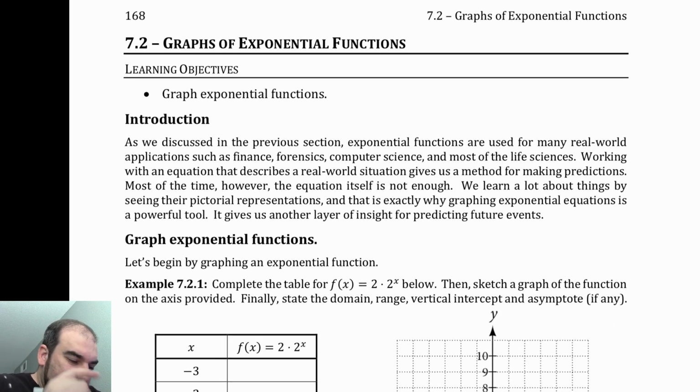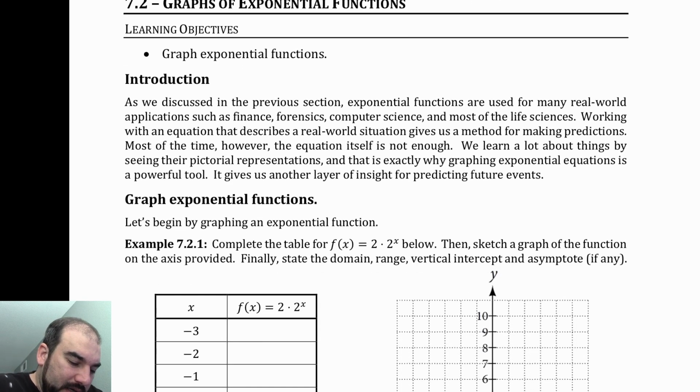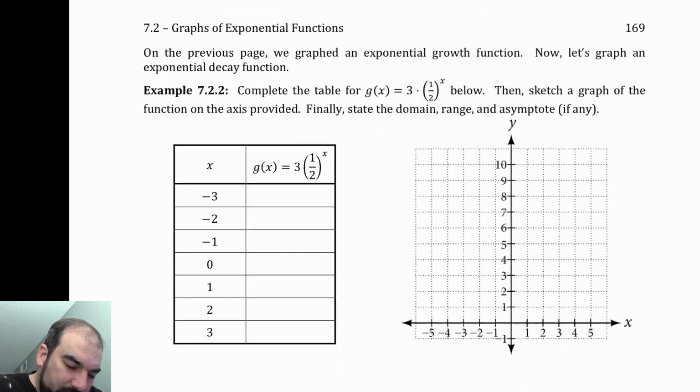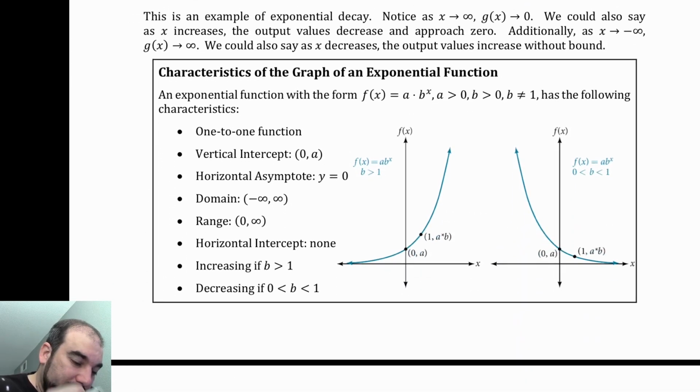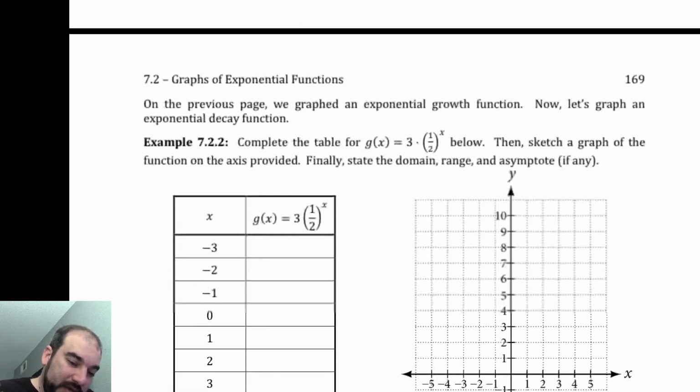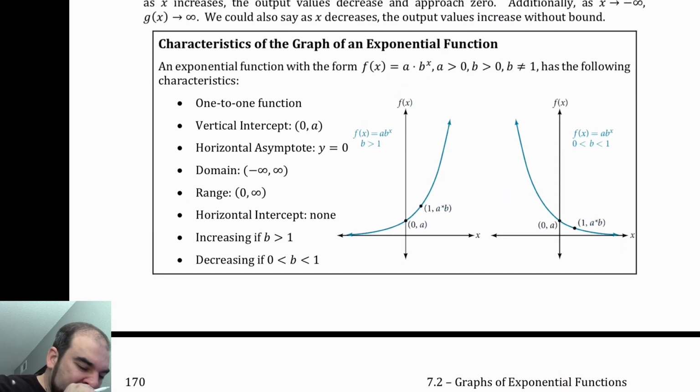All right, 7.2 is about the graphs. The graphs of exponential growth and decay. I think it's going to make sense to look at this box here at the bottom of page 169. So we can talk about what the graphs look like, where they go through, what the shape is, and what values affect what aspects of the graph.